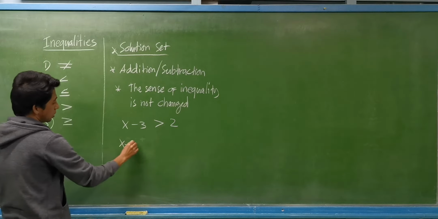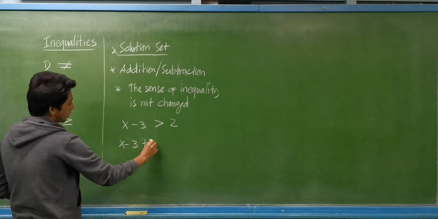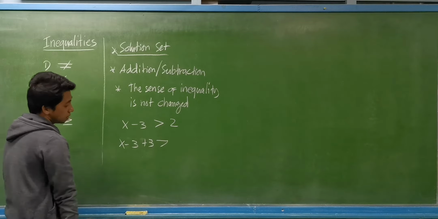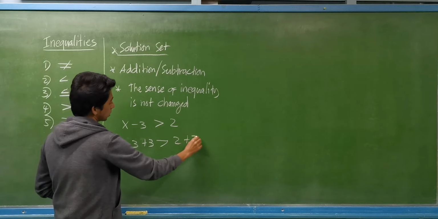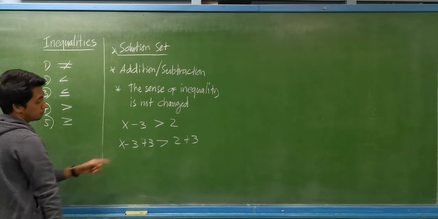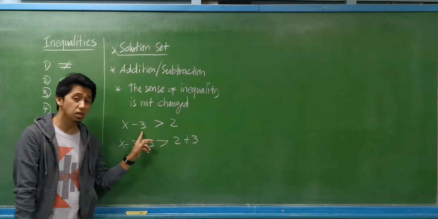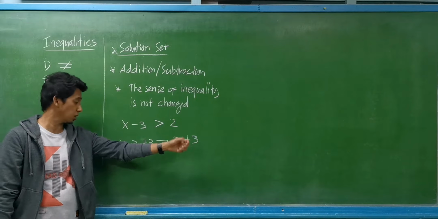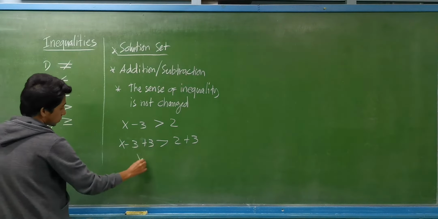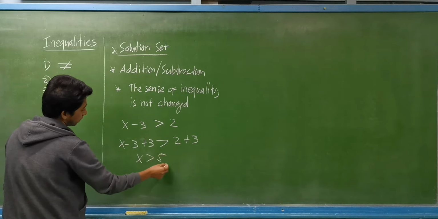We have x minus 3, so we add 3 on both sides of the inequality. This is 2 plus 3, just to eliminate the 3, the same as when we transpose. We now have x is greater than 5.